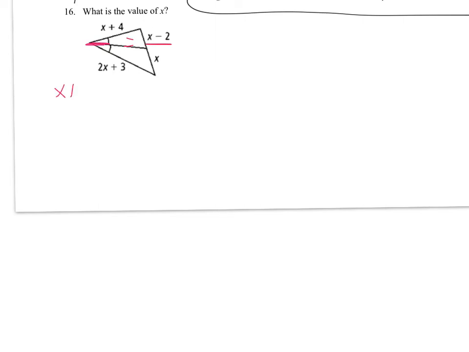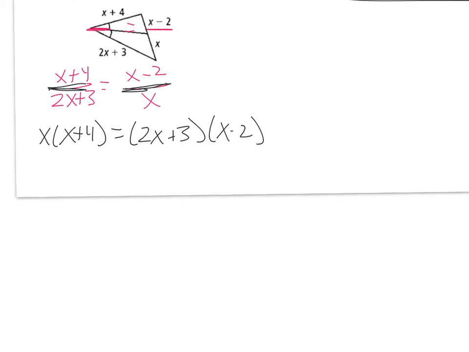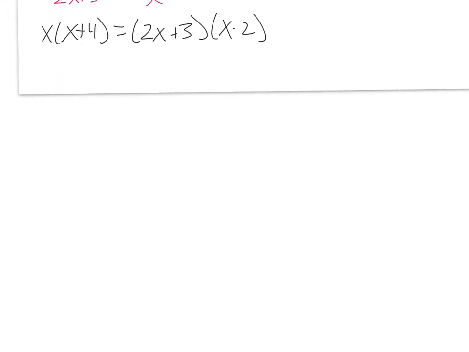I'm going to write my (x plus 4) over (2x plus 3) is equal to (x minus 2) over x. Got to get rid of this division right here. So that would be x times (x plus 4) equal to, got to get rid of this division. Now be careful with this because these two have to be in parentheses because you have to multiply them together. Now that I have that, I'm going to multiply them up.